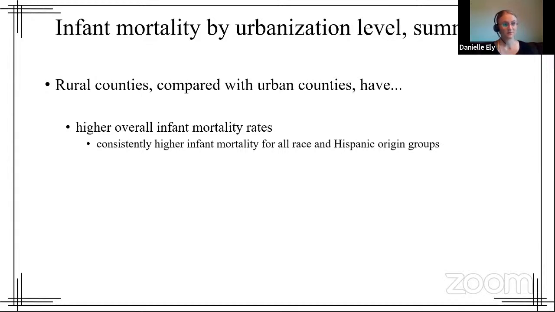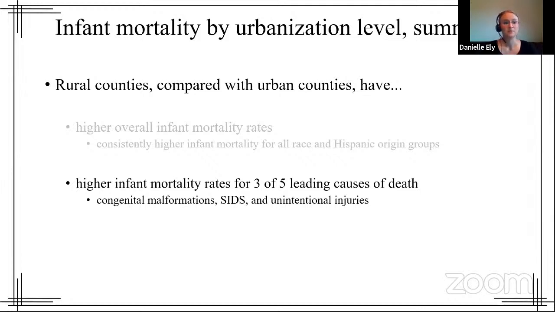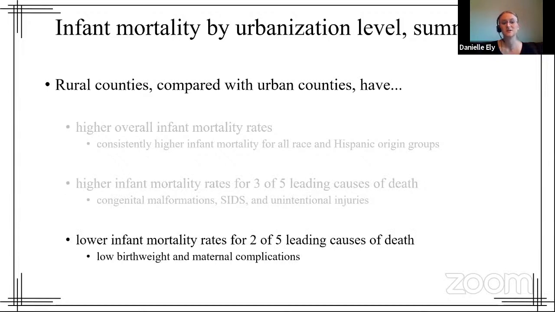So overall, infant mortality by urbanization level. Rural counties compared with urban counties have higher overall infant mortality rates, and these rates are consistently higher for the race and Hispanic origin groups presented. Additionally, rural counties have higher infant mortality rates for 3 of 5 leading causes of death, which were congenital malformations, SIDS, and unintentional injuries. And finally, rural counties were advantaged in the way that they had lower infant mortality rates for 2 of the 5 leading causes of death, which were low birth weight and maternal complications.